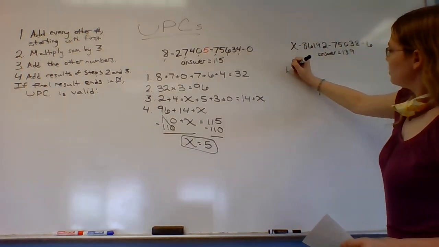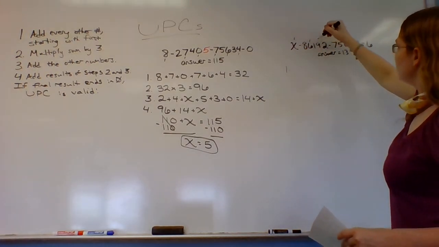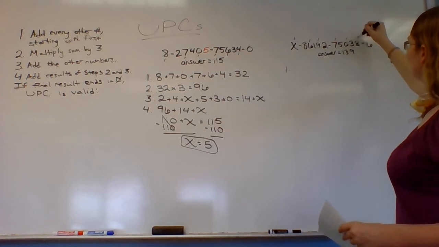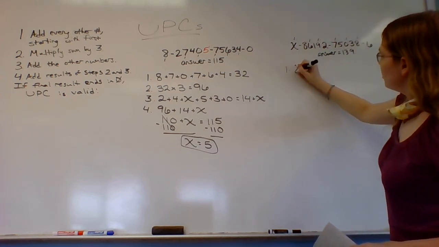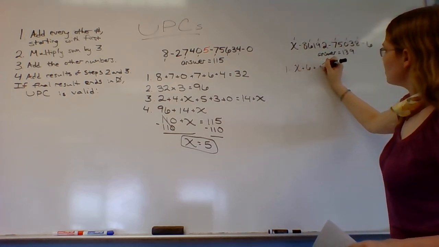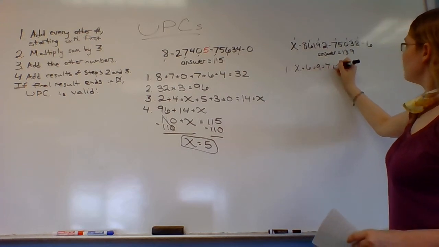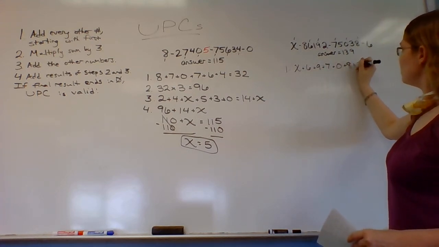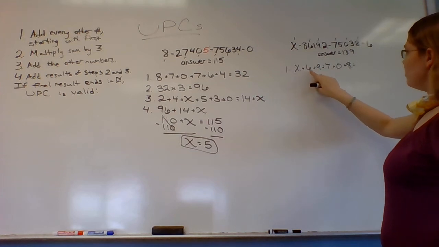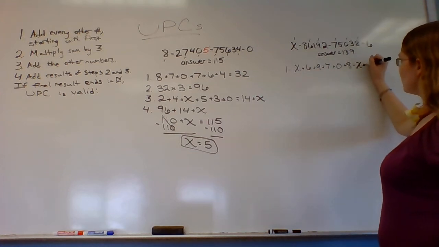So, step 1, mark them. X plus 6 plus 9 plus 7 plus 0 plus 8. So add up everything else: 15, 15, 30. So this is x plus 30.